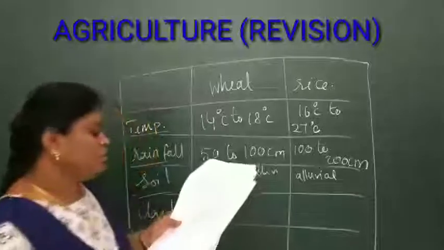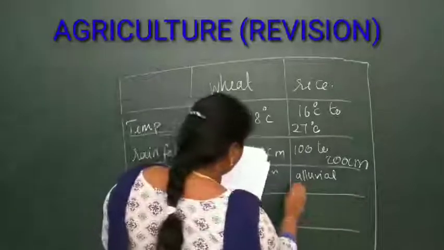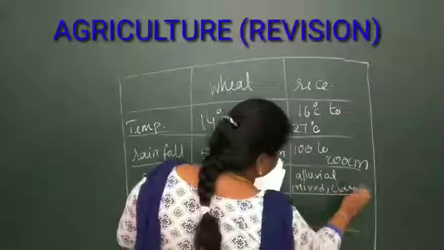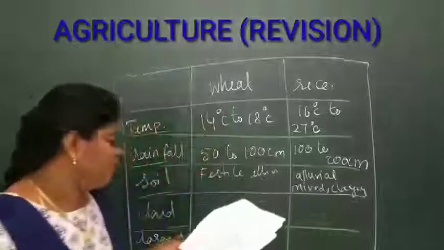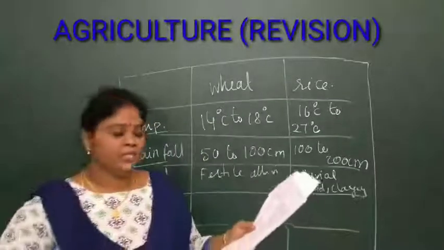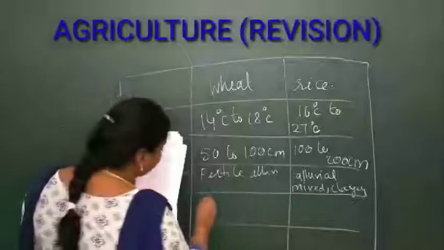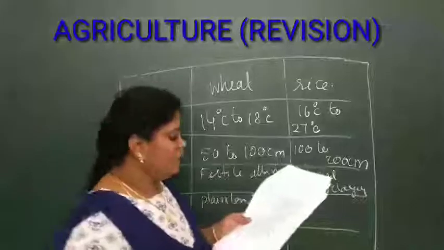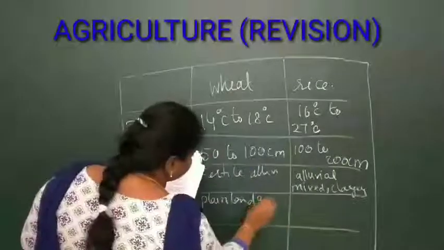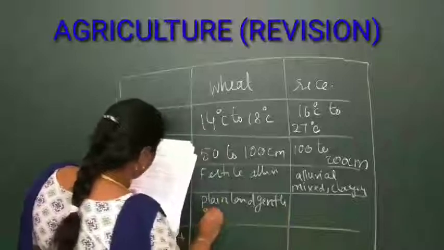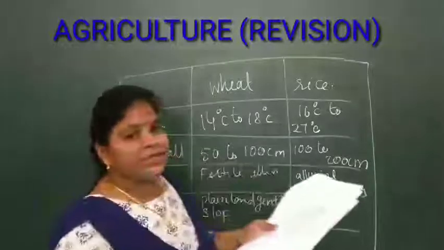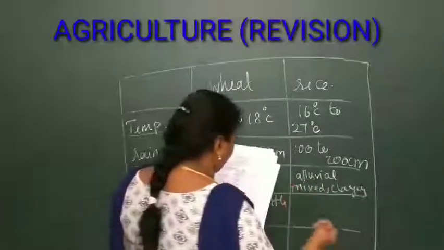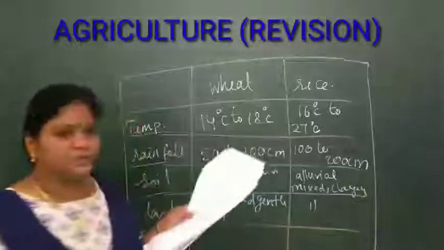Okay, so alluvial soil should be in the form of a mixed clayey and loamy soil. Okay, so the land where these types of soils are produced, here you can find plain lands. So plain lands, or it can be in the gentle slope areas. You can find the growth of wheat there. And for rice it should be plain, or the same thing here also, gentle slope it can be.